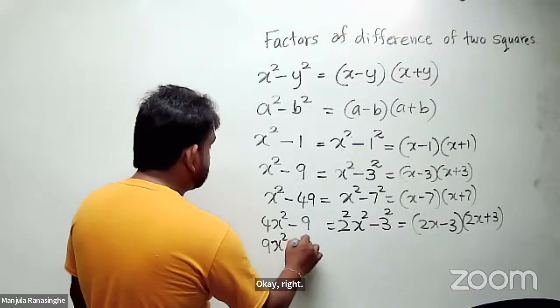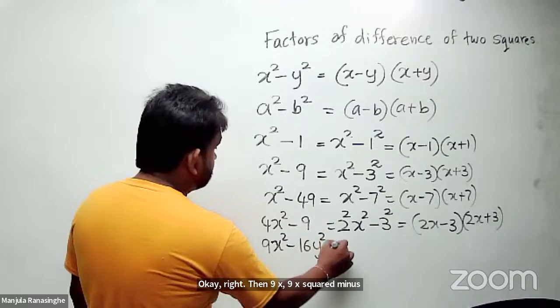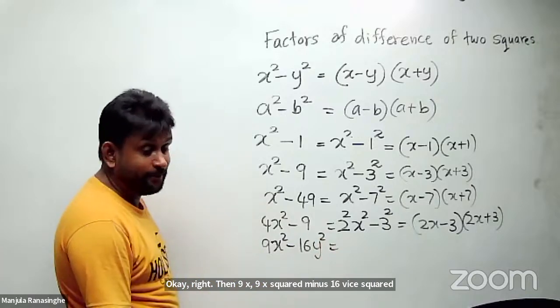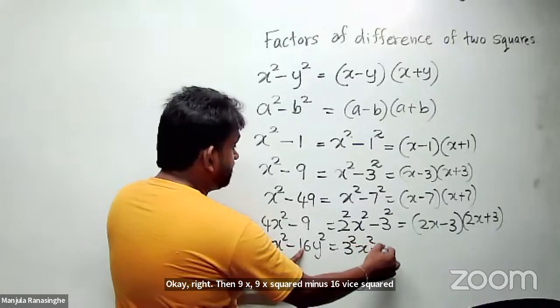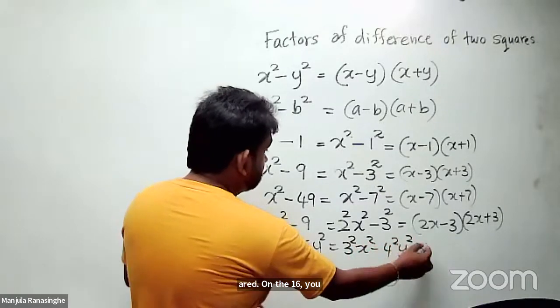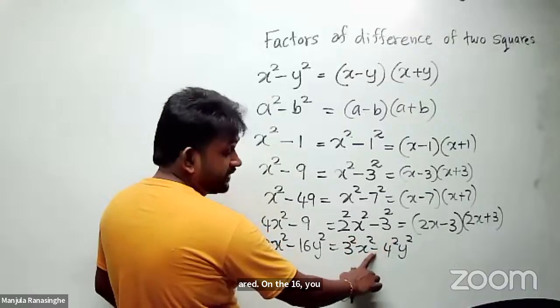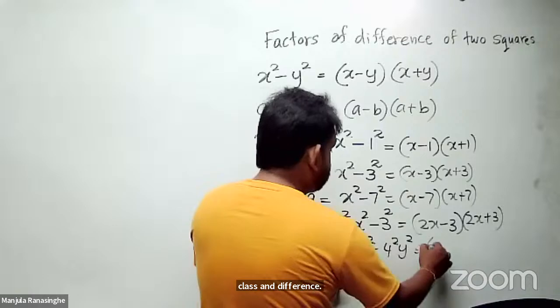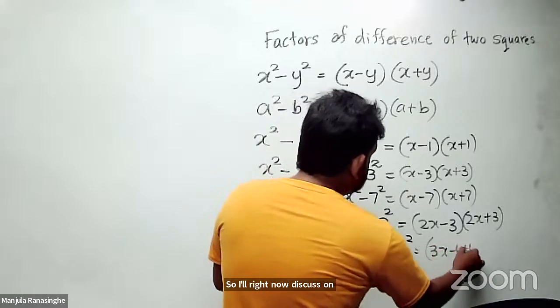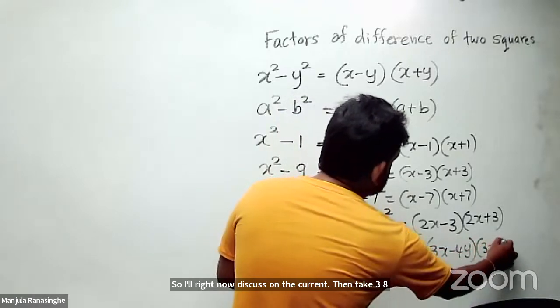Then 9x squared minus 16y squared. 9 is written as 3 squared x squared, 16 is written as 4 squared y squared. All are having squares and a difference. So how to write now? Take the squares, then take 3x minus 4y. The other one, 3x plus 4y.